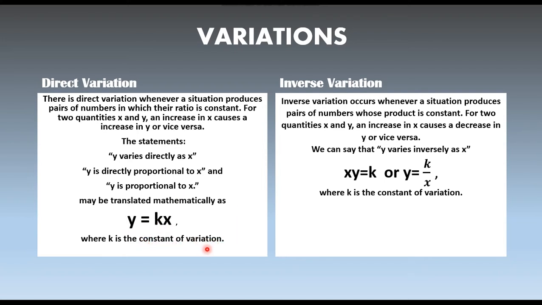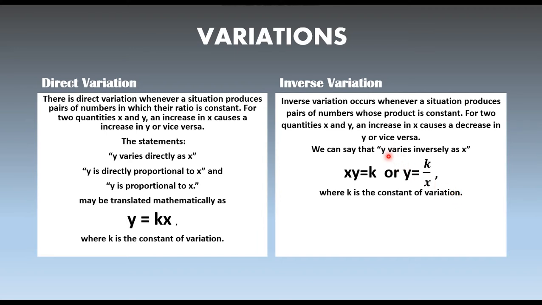Let's go with inverse variation. Inverse variation occurs whenever a situation produces pairs of numbers whose product is constant. For two quantities x and y, an increase in x causes a decrease in y, or vice versa. We can say that y varies inversely as x: xy equals k, or y equals k over x, where k is the constant of variation.